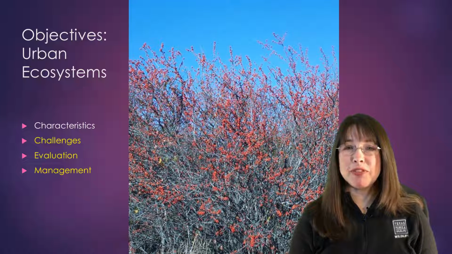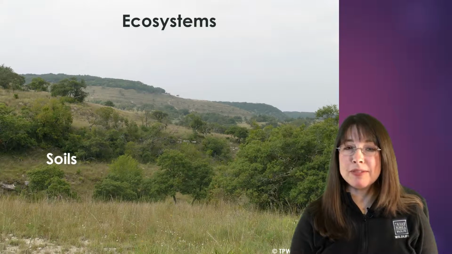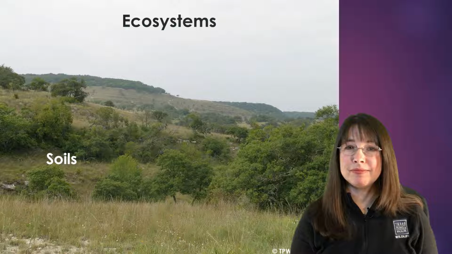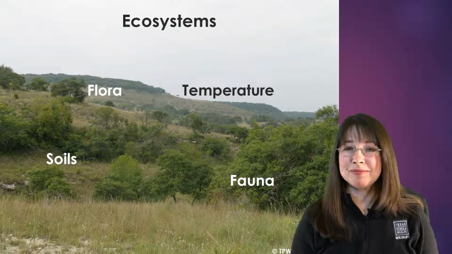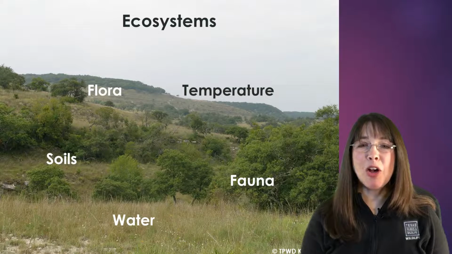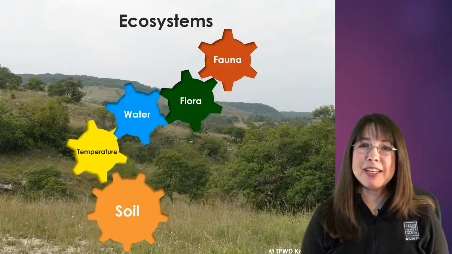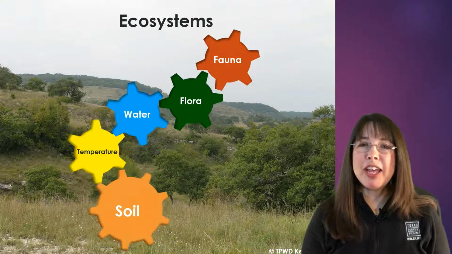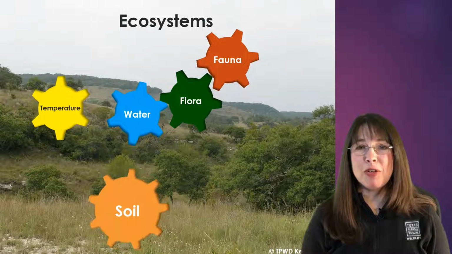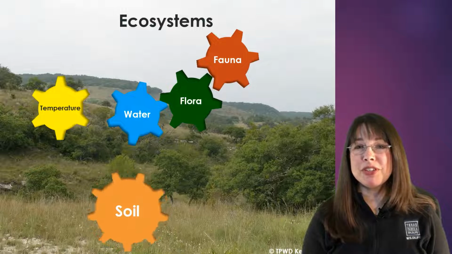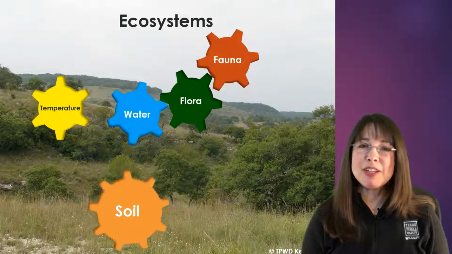All the components that we've talked about, the soils, the temperature, the flora, the fauna, and the water. They all work together to make a unique ecosystem, and a change in any one of these parts changes the system.